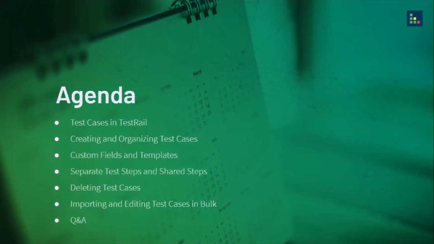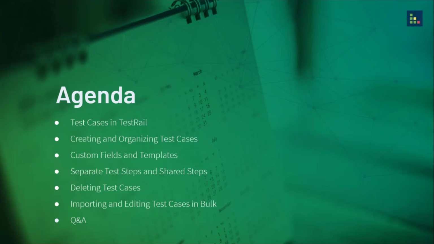So our agenda for today is to cover pretty much everything test case related in TestRail. We're going to take a look at just a brief definition of what test cases are, how to create and organize your test cases, how to customize your test cases using custom fields and test case templates. We're going to take a look at the separate test steps and shared test steps inside of TestRail. This is a special field, so we're going to give it a little bit of special attention.